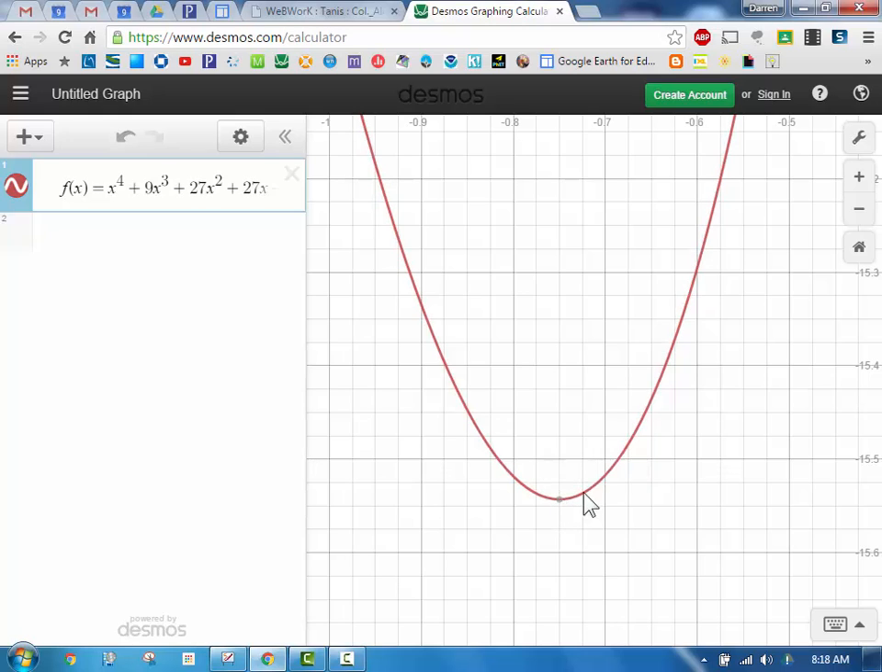So I guess here this will do fine. You can see that it's at negative 3/4, negative 0.75, comma negative 15.543.